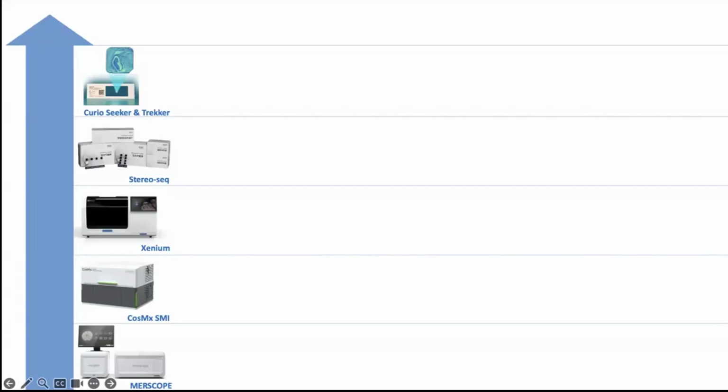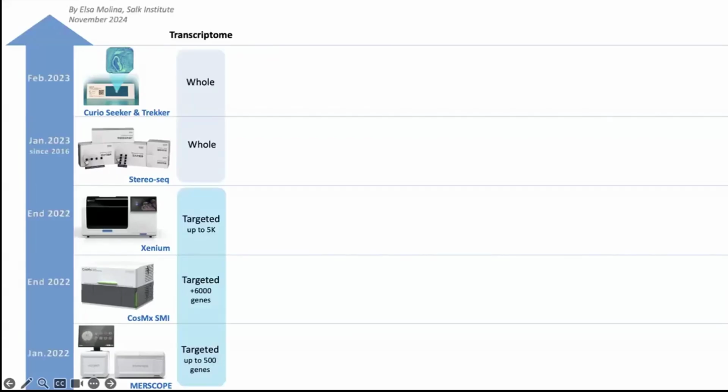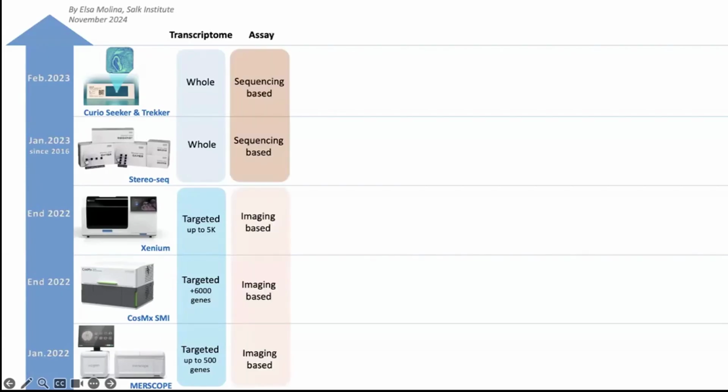So if we try to sort the technologies as in the previous table that I showed you for whole tissue spatial transcriptomics, regarding the transcriptome, as I said previously, you have Stereo-seq and Curio who are running whole transcriptome. The Xenium, CosMx, and MERSCOPE have targeted gene panels.